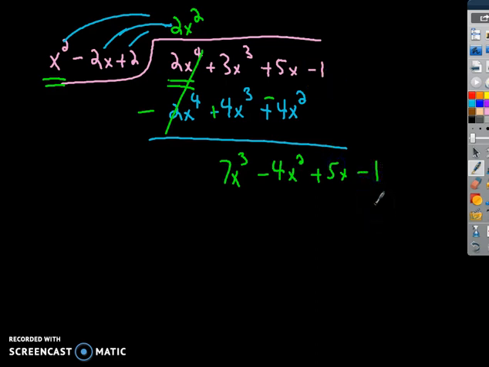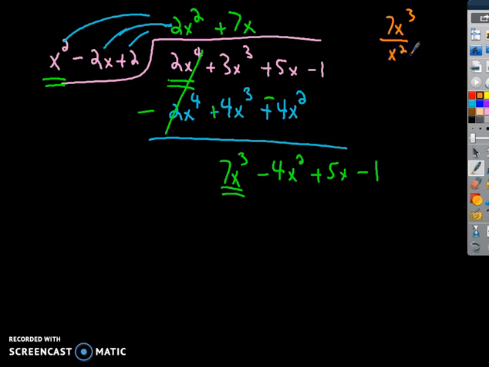So now we got a new line. And I'm going to ask myself, what should I multiply x squared by to get the first number here now? So x squared times what gives you 7x to the third? So I would know that's 7x. If you have trouble figuring that out, what you could do is take this number and this number and divide them. You could say, well, 7x to the third divided by x squared, what is that?